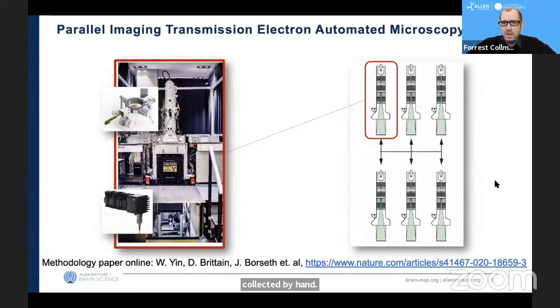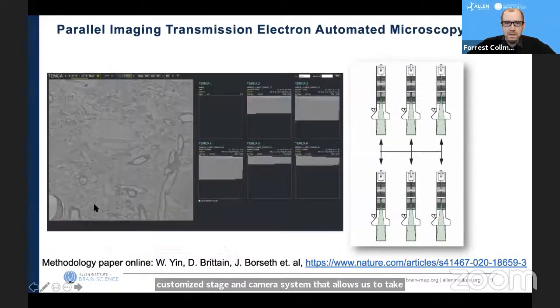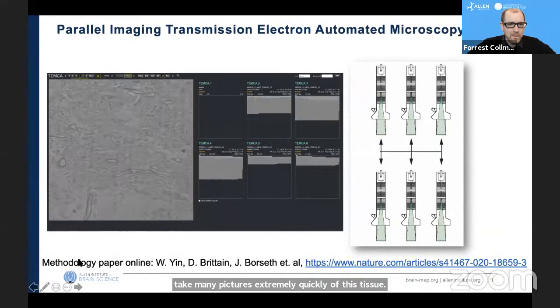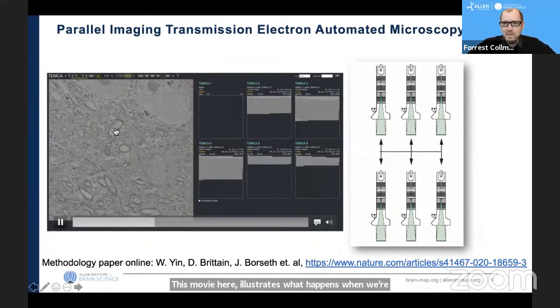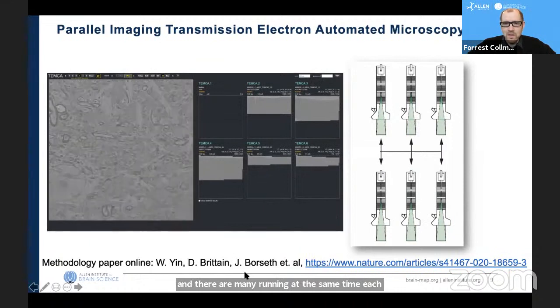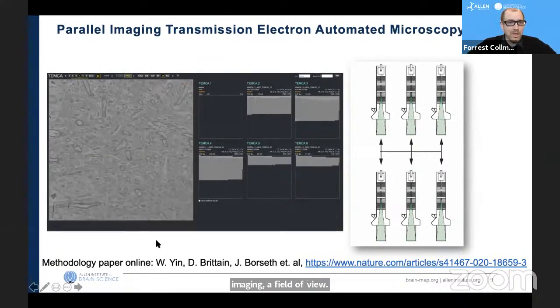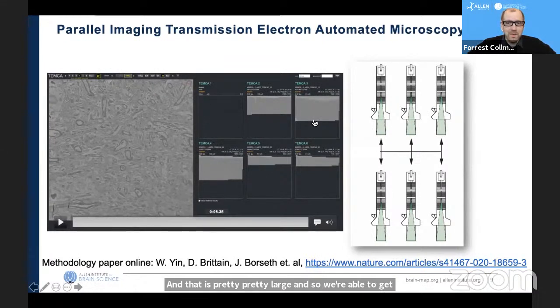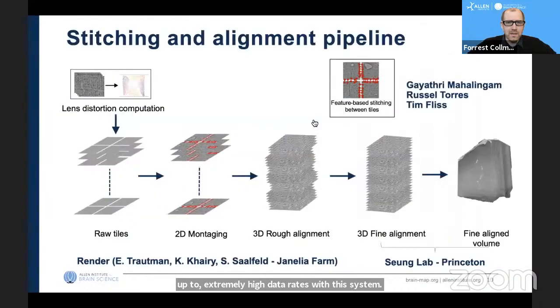So once you've got your sections on your ultra thin film, you can transfer them over to an automated TEM pipeline. We have a TEM pipeline at the Institute that now has 6 microscopes. Each of these microscopes has been fitted with a customized stage and camera system that allows us to take many pictures extremely quickly of this tissue. This movie illustrates what happens when we're running multiple microscopes in a row. It's about real time. Each microscope runs at about 4 hertz, and there are many running at the same time, each imaging a pretty large field of view. And so we're able to get extremely high data rates with this system. This is the mechanism that we use to build very large data sets.